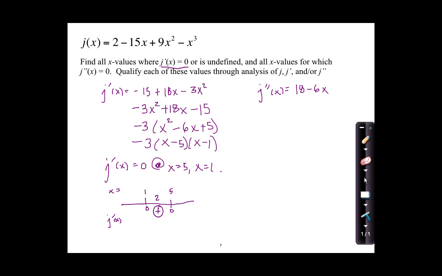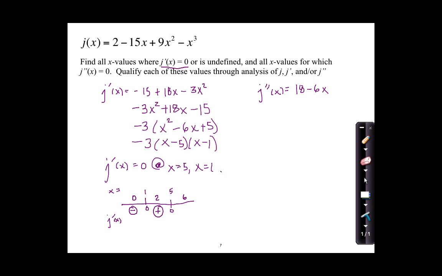Great. We could also pick numbers like below 1 or above 5. I'm just going to pick some convenient close by integers. But at x equals 0, j prime of x would be, let's see, negative 3 times negative 5 times negative 1. That's 3 negatives multiplied together. Regardless of the exact number value, it's something negative. And if I pick something larger than 6, I'm going to have a negative times 2 positives.